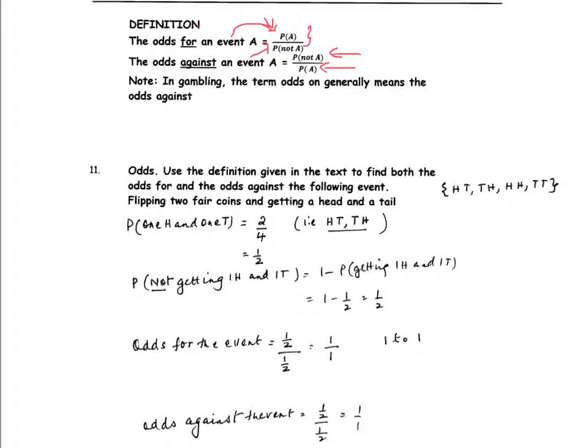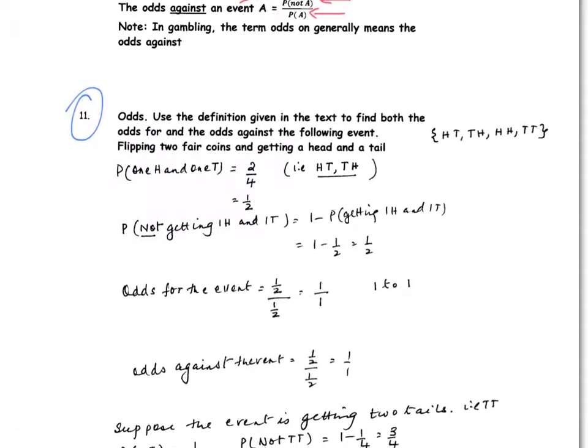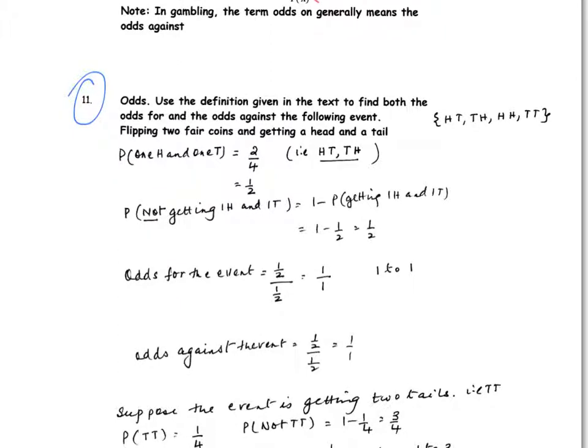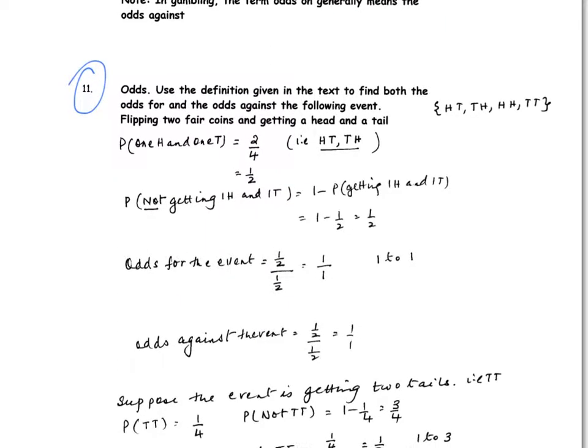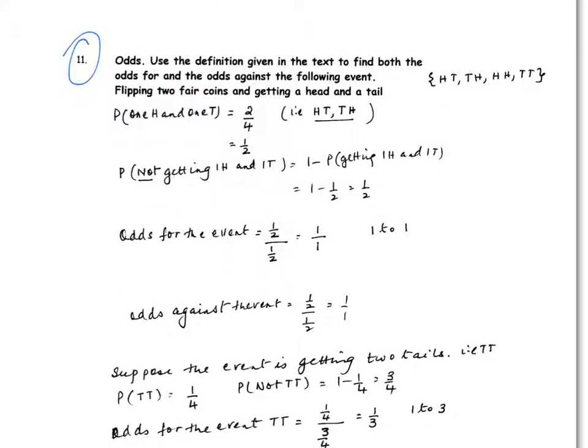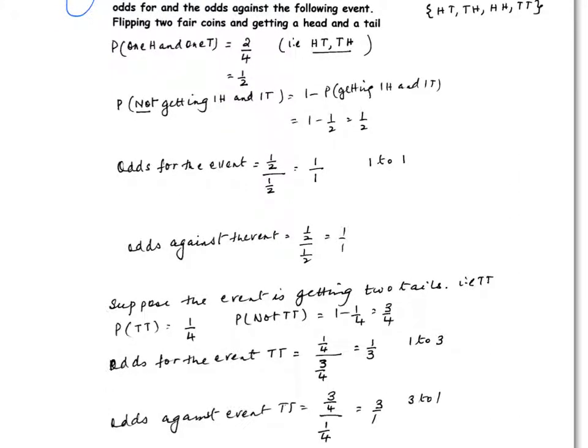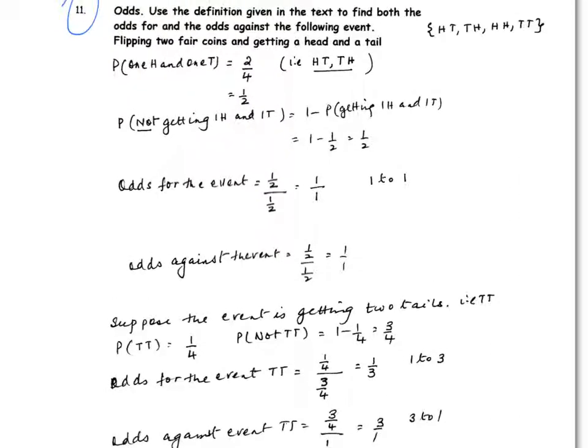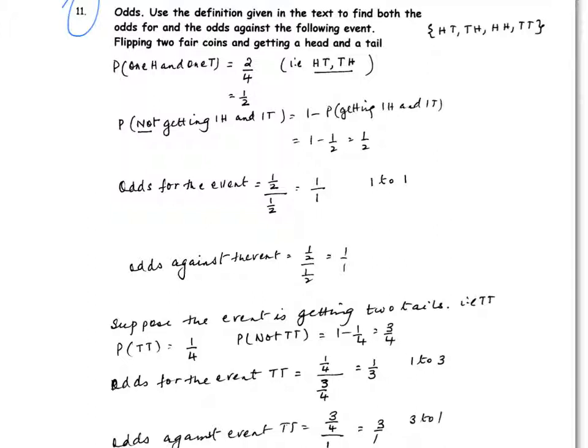So let's look at problem 11. What are the odds for and against the particular event that we're interested in? So what is the event of interest here? We have flipping two fair coins and getting a head and a tail. That is the event that we're interested in.